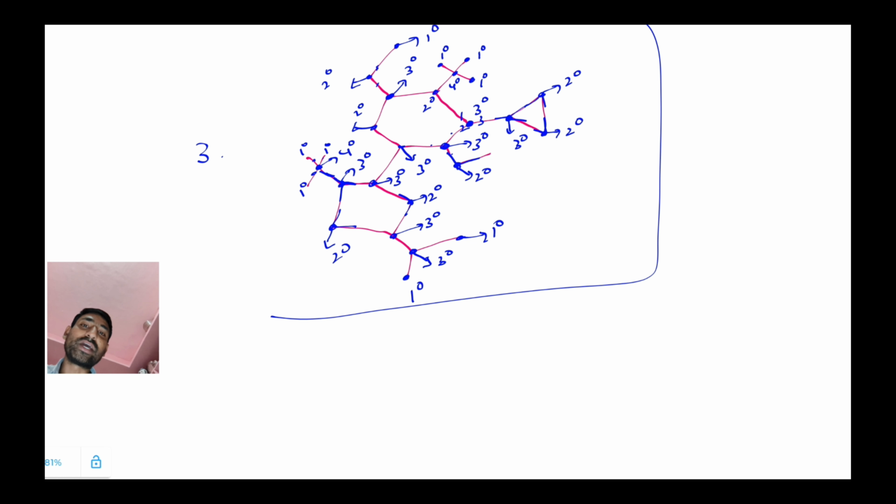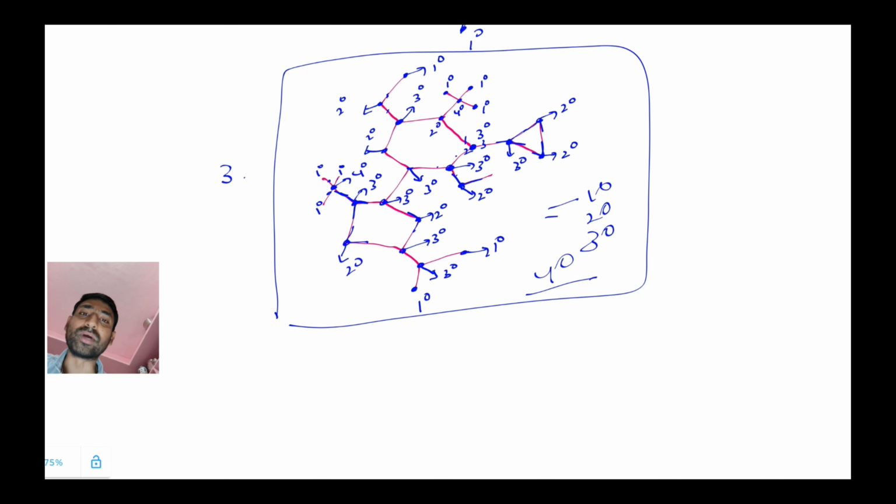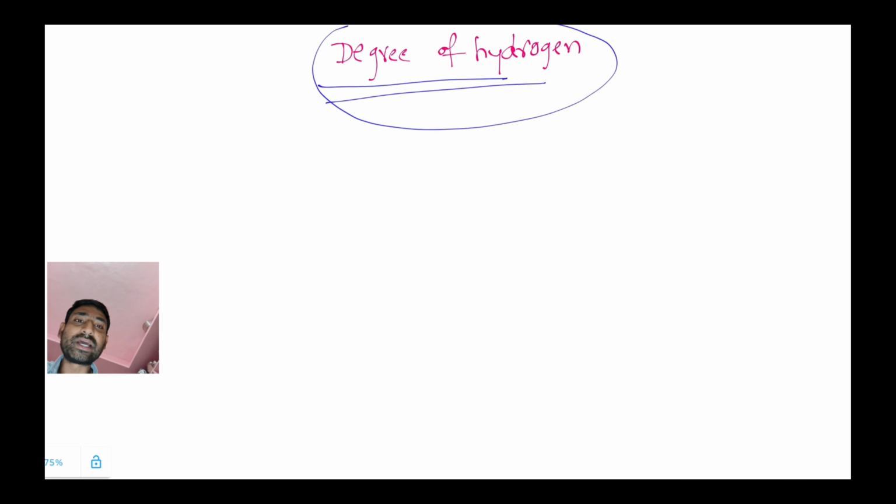Like this, we can represent primary, secondary, tertiary and quaternary for a given organic molecule, guys. I hope you understand how to represent types of carbon and how to find types of carbon. Now another one, degree of hydrogen. What is that? Degree of hydrogen.